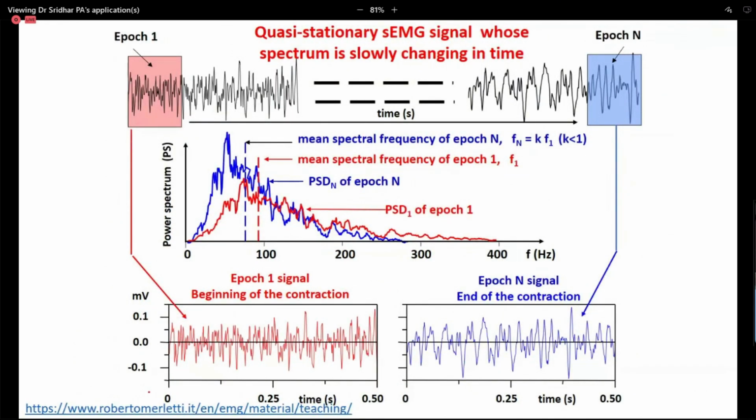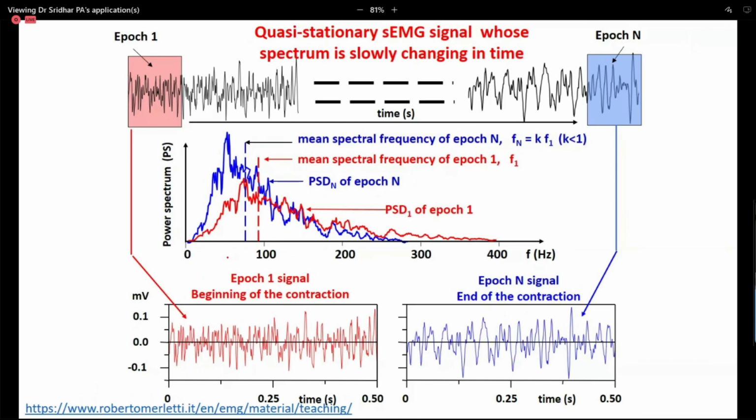You can see at the beginning of the cycle of an exercise and at the end of the cycle of an exercise, the first epoch 1 and epoch 2. In the first epoch, the mean spectral frequency is closer to this point, which is your 100. When you have epoch n, which is your final, this mean goes down, and the frequency goes to the lower band. So the spectrum slowly changes in time.